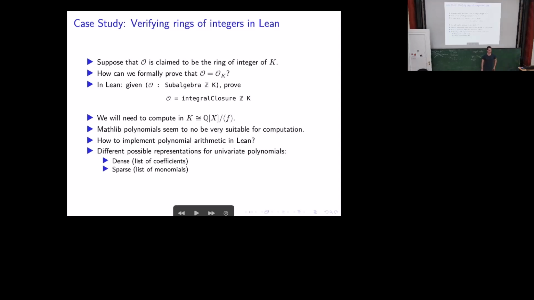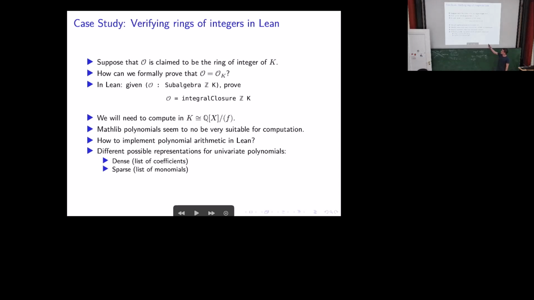Okay, so I'm going to talk about the case study where we try to verify rings of integers in Lean, and it's good that Sander already introduced the concept of ring of integers. The basic goal is, suppose you have a subring of a number field that you're told is a ring of integers. Perhaps you computed a Z basis with Sage. How can you obtain a formal proof that this subring is indeed the ring of integers?